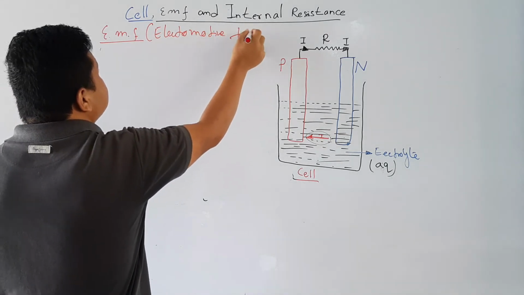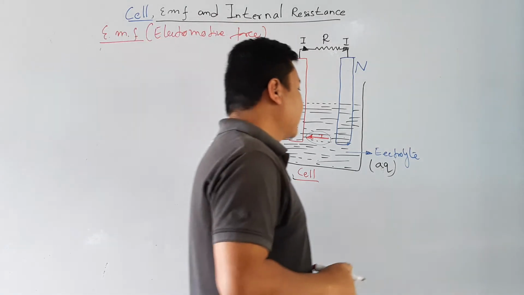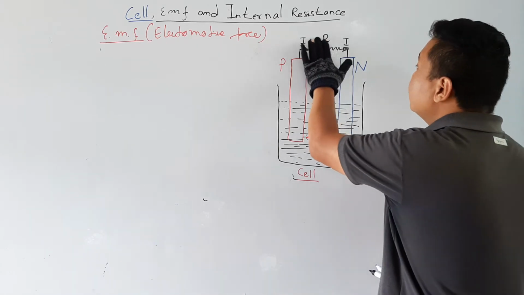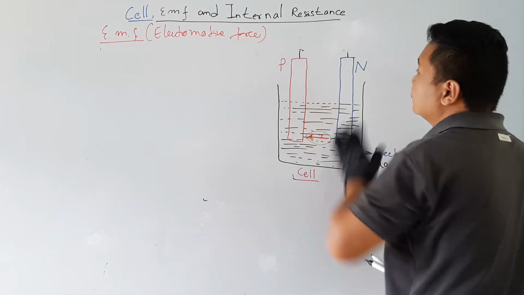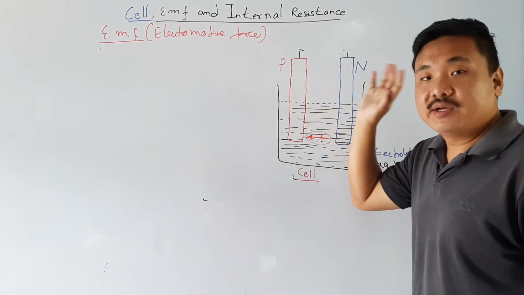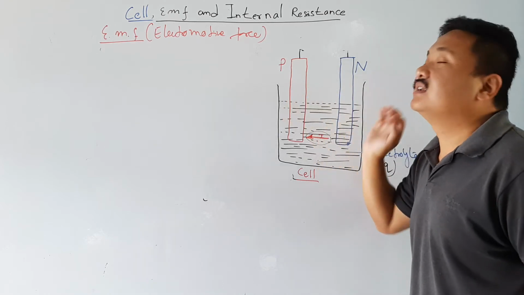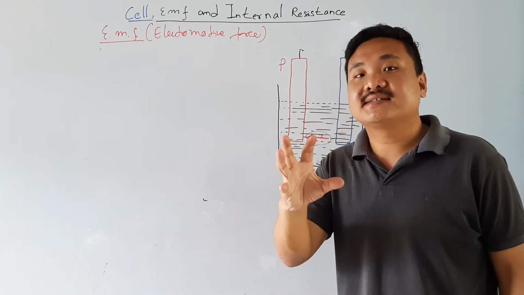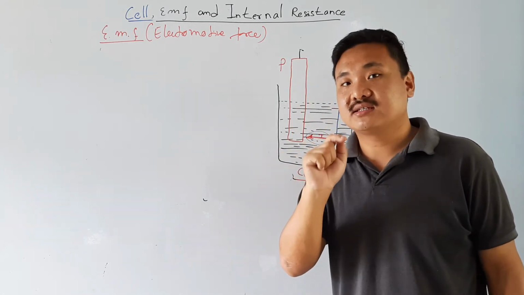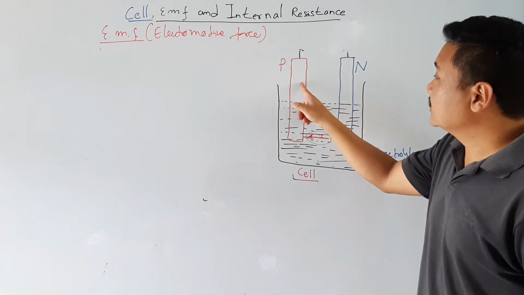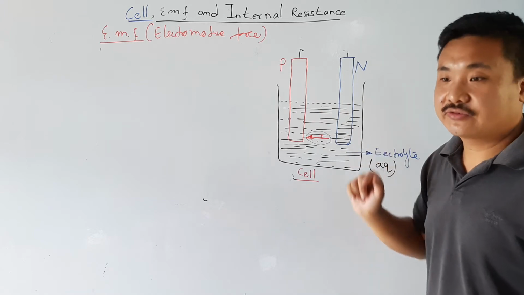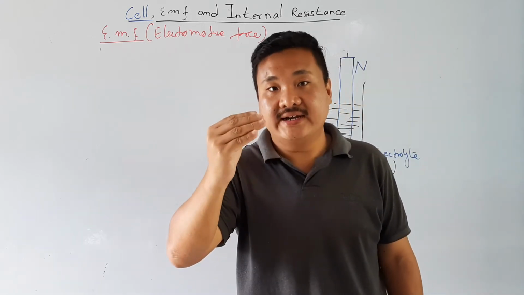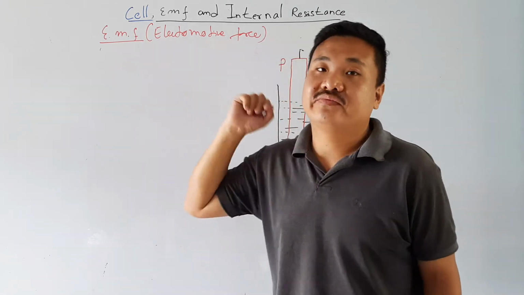Electromotive force. Now, what is EMF? When I remove this resistance, there is no flow of current between the positive electrode and the negative electrode. No current is flowing, but there exists a potential difference between the positive electrode and the negative electrode. That potential difference, when there is no flow of current, is called electromotive force.